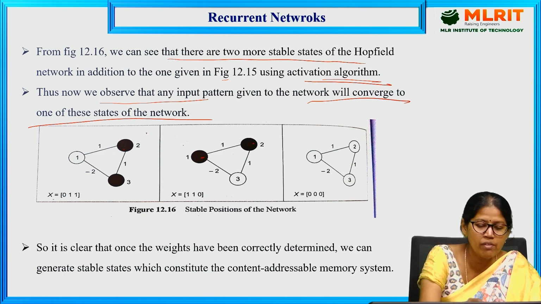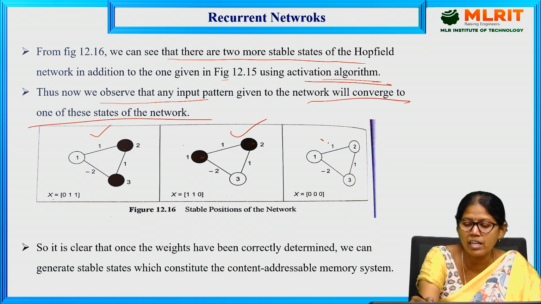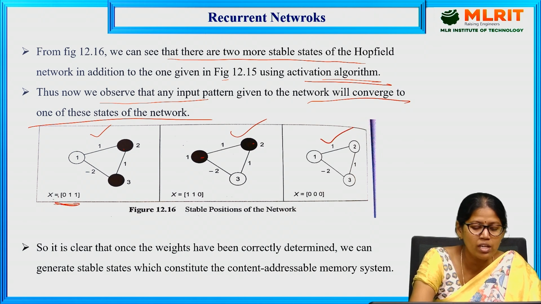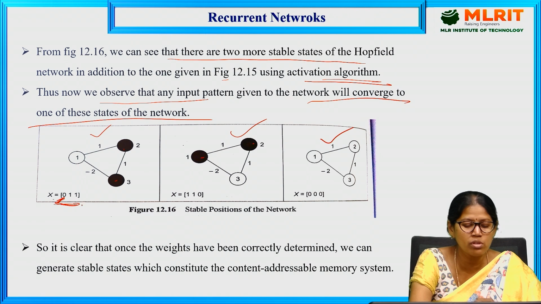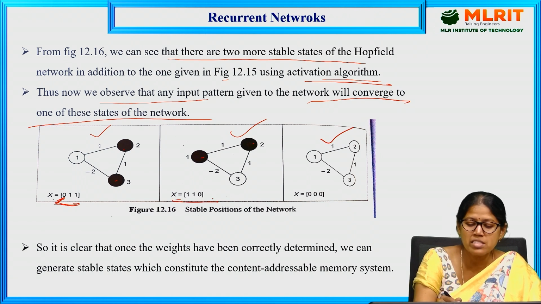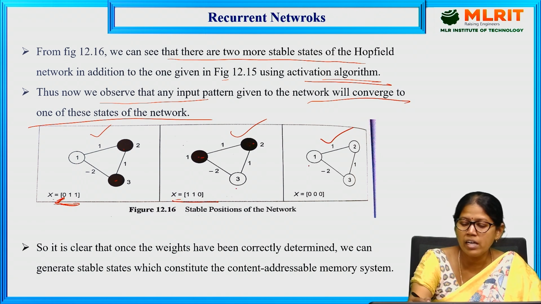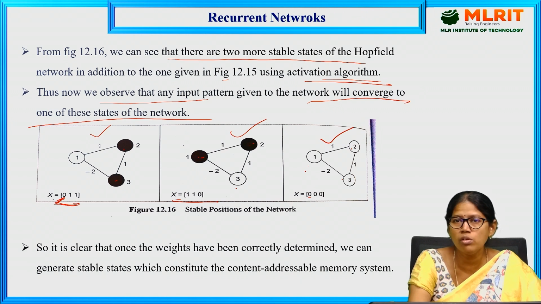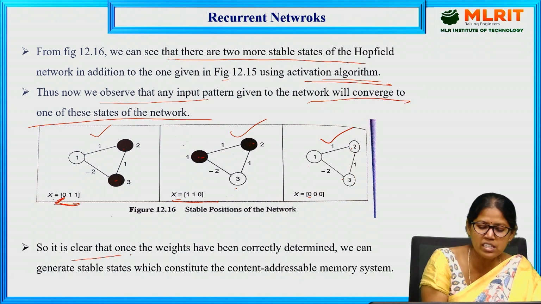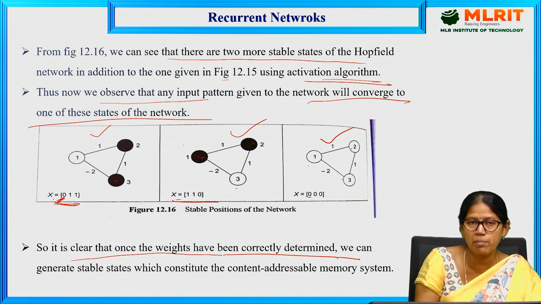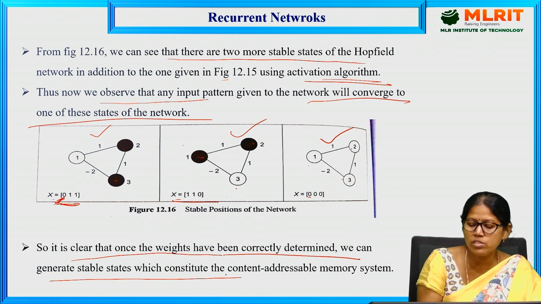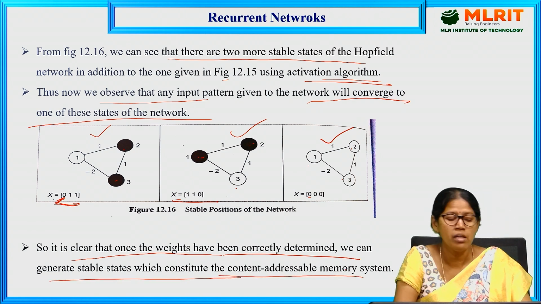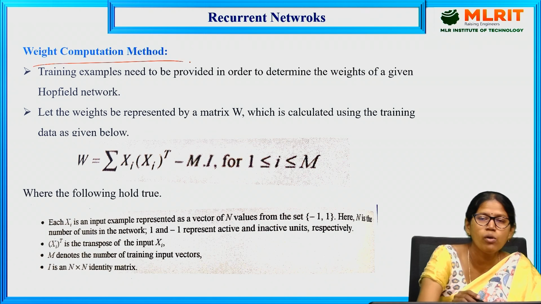Whenever we choose random values like this, the x values are 0, 1, 1. Because the first unit is deactivated, we have taken it as 0. The remaining are active, so it is 1, 1. In the same way, x is 1, 1, 0, and here 0, 0, 0 because no unit is activated. So it is clear that once weights have been correctly determined, we can generate a stable state which constitutes the content addressable memory system. So how is the weight computed?